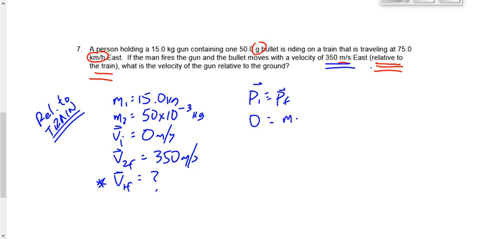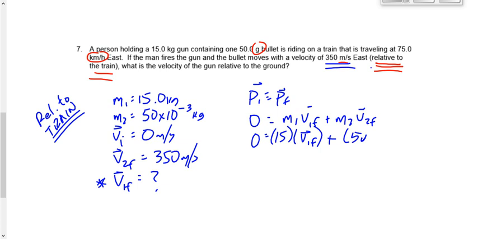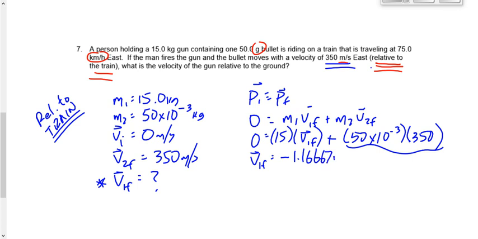m1 v1f plus m2 v2f. 0 is equal to 15 kilograms times v1f, that's what I'm looking for here, plus 50 times 10 to the minus 3 times v2f of 350 meters per second. Take this term over by subtracting, and then divide by 15, and I get v1f is equal to negative 1.16667 meters per second. But remember, that's relative to the train. And that's not what I want.